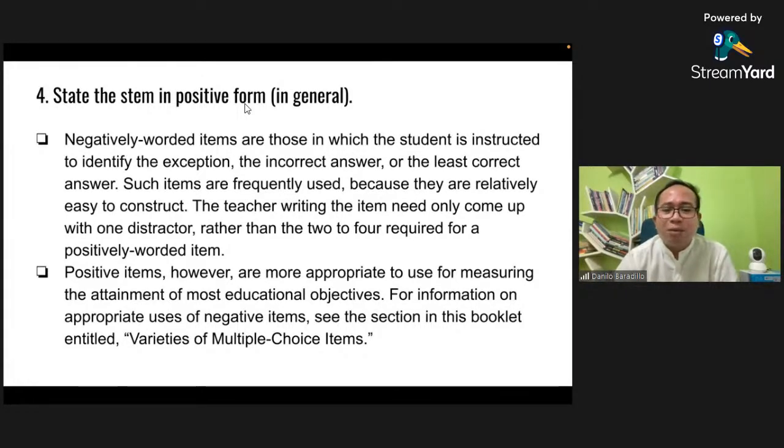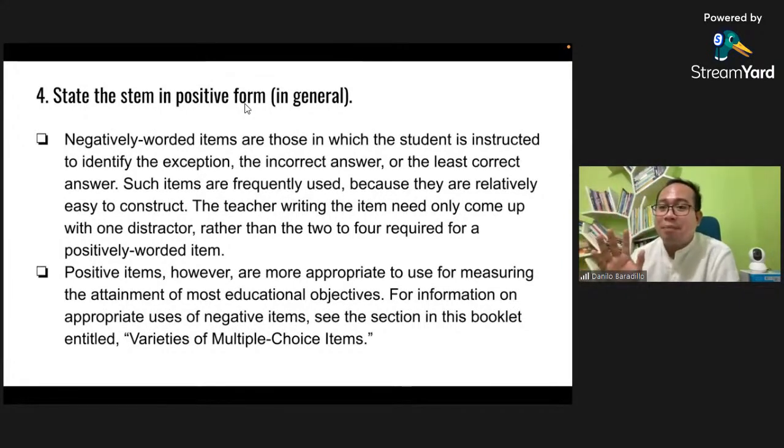Positive items, however, are more appropriate to use for measuring the attainment of most educational objectives. It is said here that we state the STEM in positive form in general. If it's negative, it is because we want the students to identify the exception, like "except." For example, "the following are the components of a human cell, except." The "except" there is also negative.